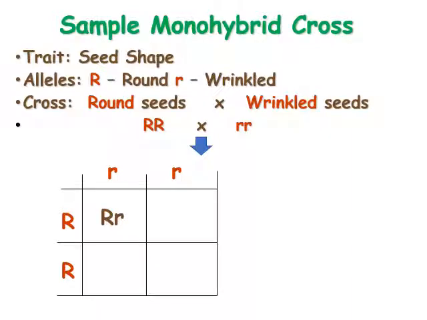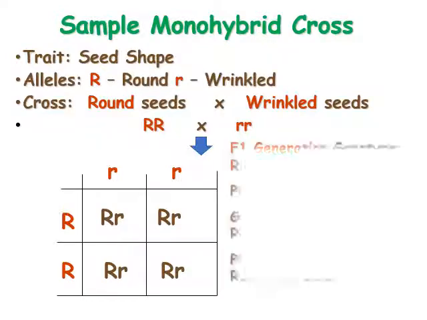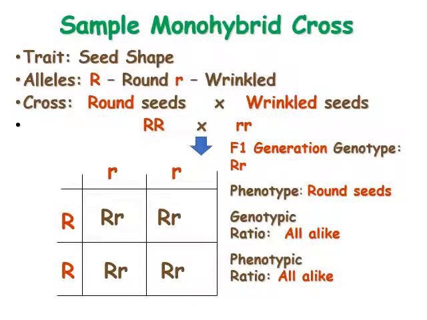Depending on which come together, we would have a possible combination of capital R small r, capital R small r, capital R small r, capital R small r. That means all the possible offspring here in the F1 generation are denoted as capital R small r. Since all the F1 resemble only round seeds, we call roundness form of the trait dominant over the wrinkled form of the trait. So we could write the F1 generation: the genotype is capital R small r, while the phenotype is round seeds. Genotypic ratio is all alike and phenotypic ratio is also all alike.